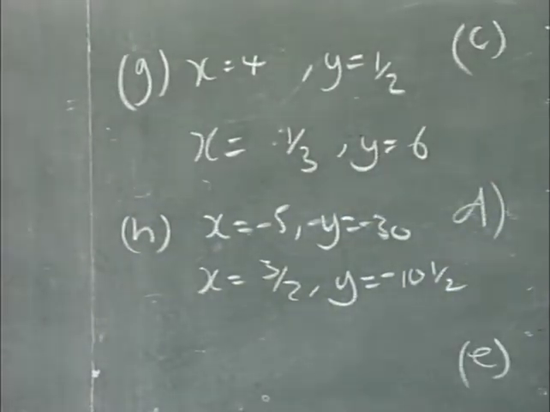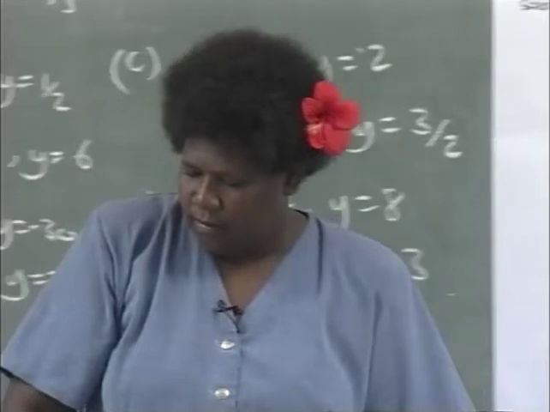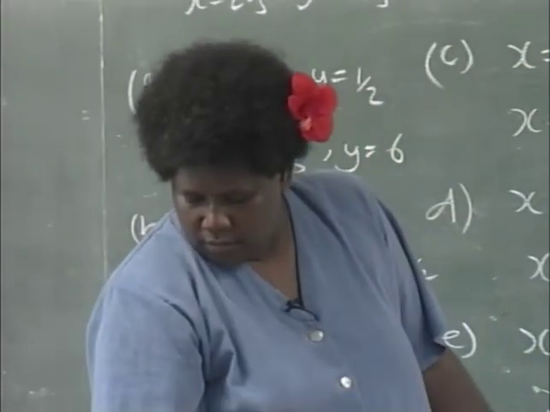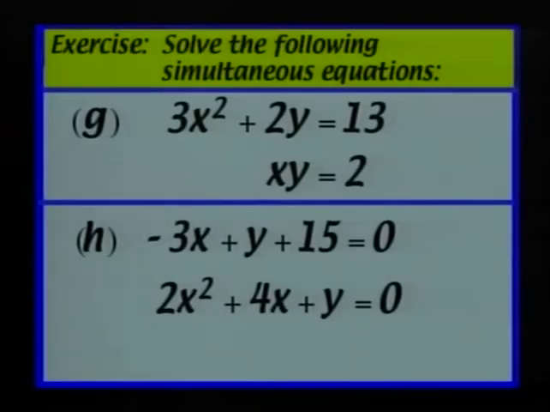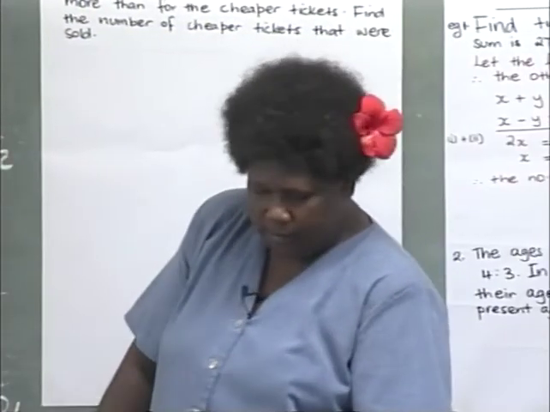Any questions? No? You're all experts? For G, the equation is 3x plus 2y equals 13 and xy equals 2. Not x squared plus 2y equals 13. Okay, those are the answers to the exercise.